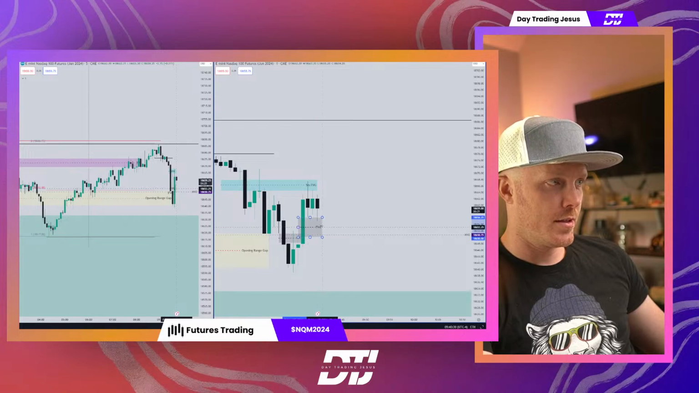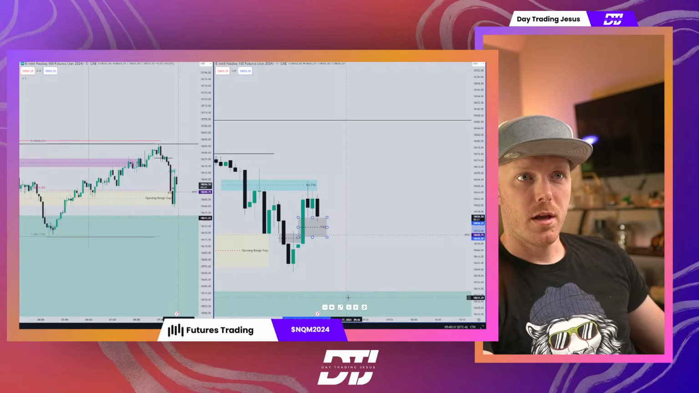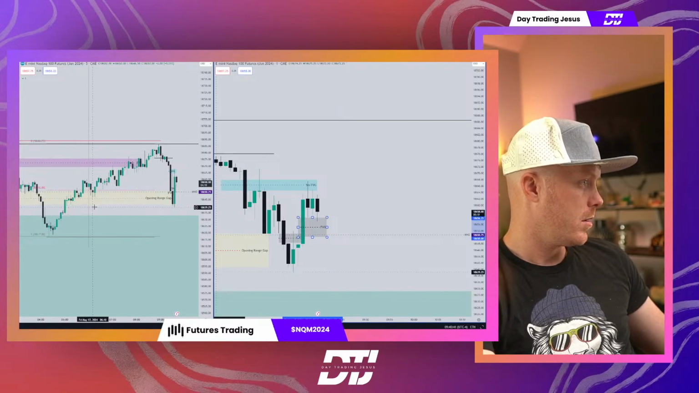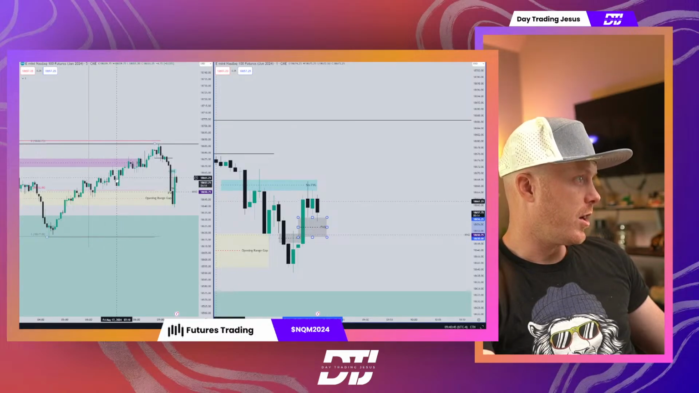I would love this to break. I would love this to close here and then target this low in the daily. The 5-minute 105. Yeah, you got an inversion right.